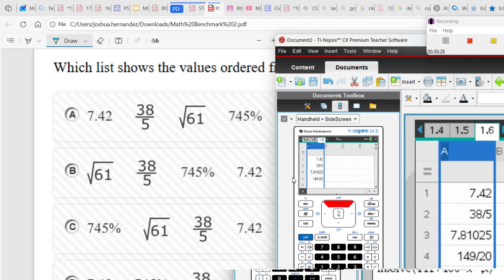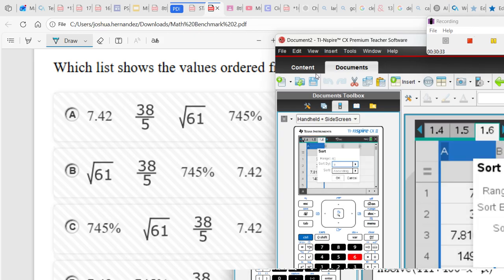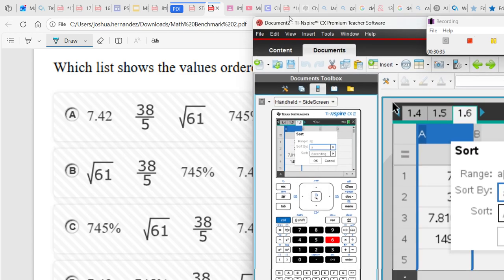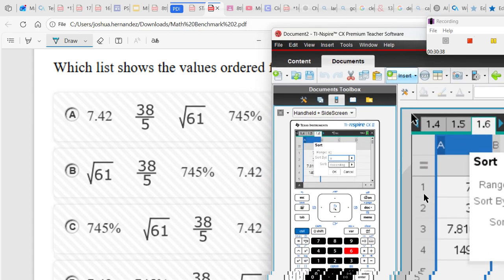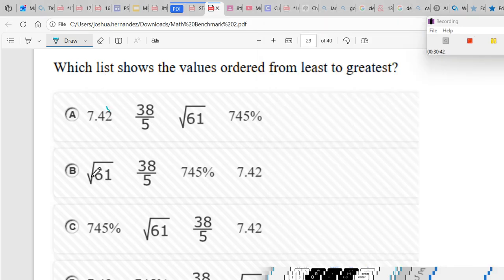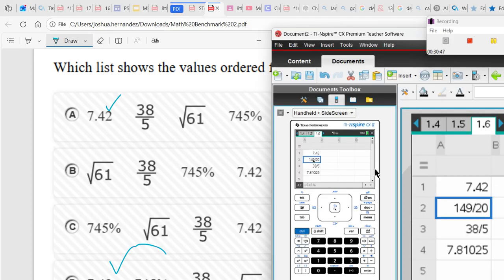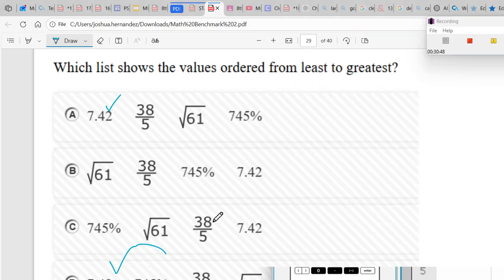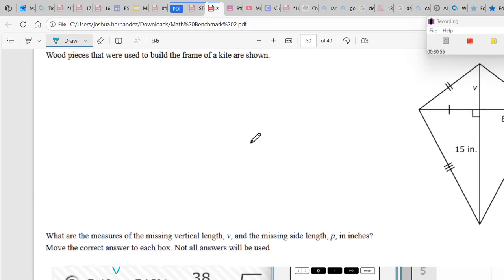I'm going to come all the way up. I'm going to go to menu 1, 6. What does it say? From least to greatest. Least to greatest is ascending. So press up, and there it is. 7.42 goes first. Let me see what this is. 7.45. So there's my answer. Pretty easy so far, guys. Holy moly, this one looks good.